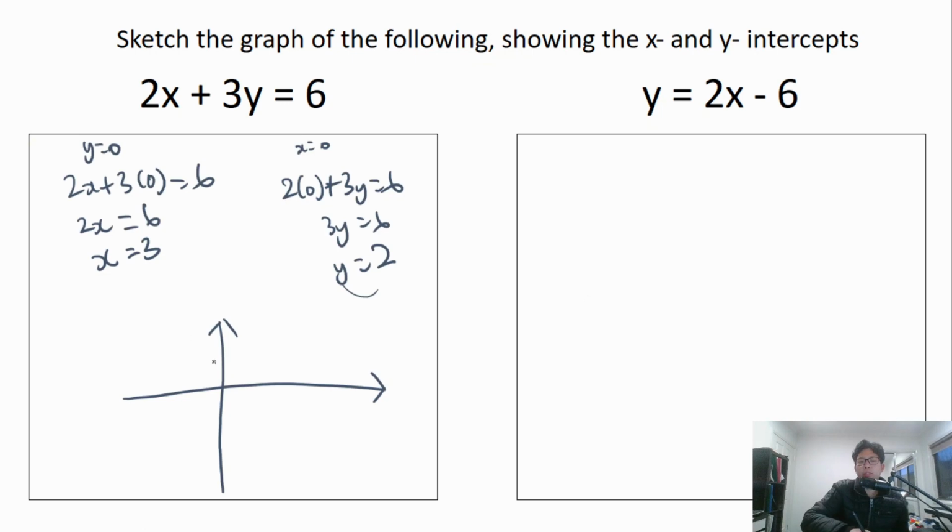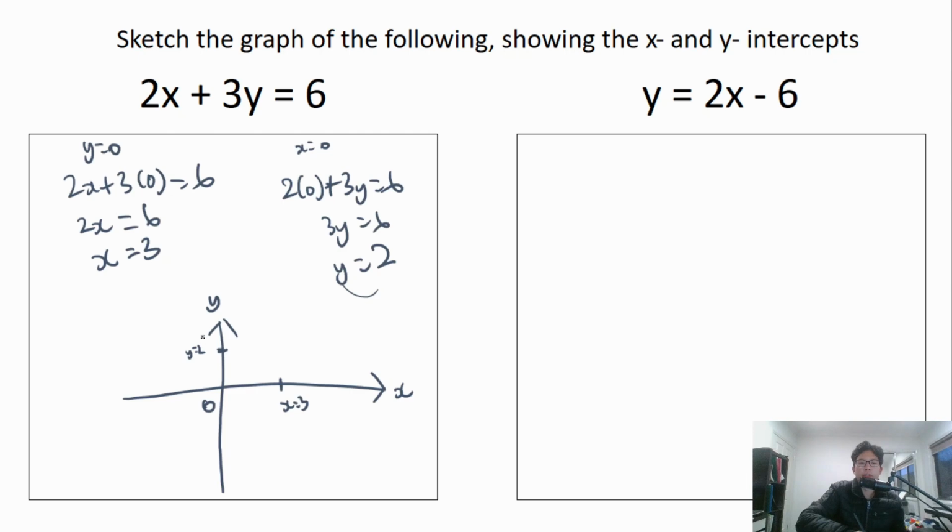There are things that we have to label every time we draw a graph. The origin, that's where x equals 0 and y equals 0, so it's the very middle point. The x-axis and the y-axis are a couple of things we need to label on every graph that we sketch. We also need to label the x and y intercepts. So x equals 3 is right here, and y equals 2.